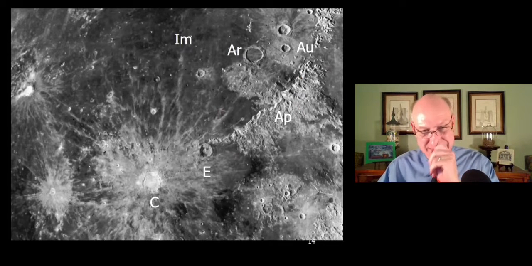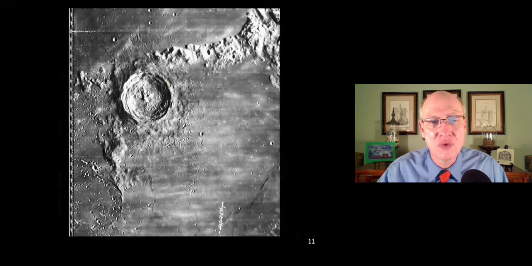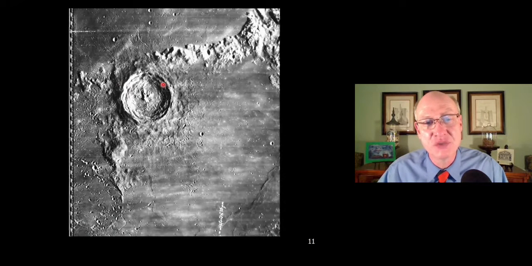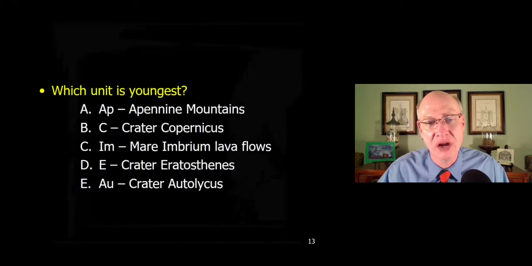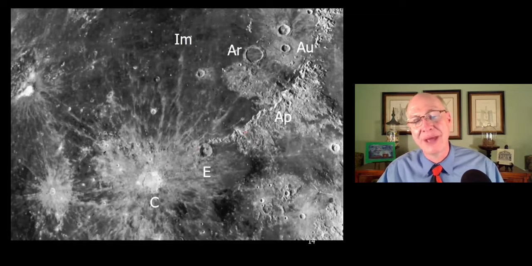Which one is the oldest? Well, clearly Copernicus sits on top of the mountains. So the mountains are older than Copernicus. I would argue from this photograph right here that it's pretty clear that the ejecta from Eratosthenes has draped over the mountains. You'll notice how crisp and clear the mountains are here and how fuzzy they get right there. That's because they are draped in ejecta from Eratosthenes. So Eratosthenes is younger than the mountains. So both Copernicus and Eratosthenes are younger than the mountains.